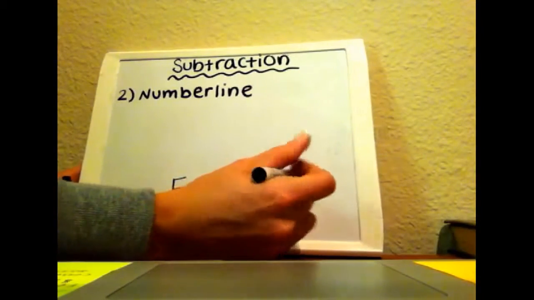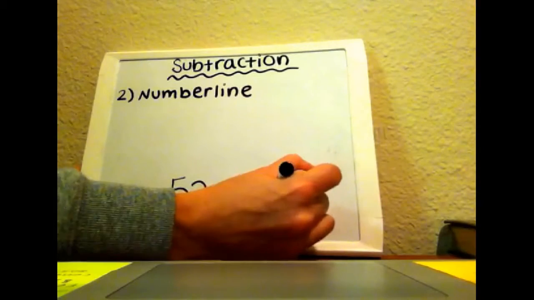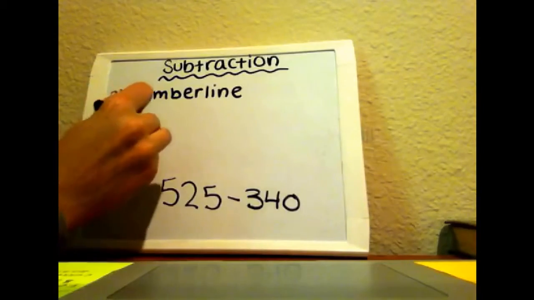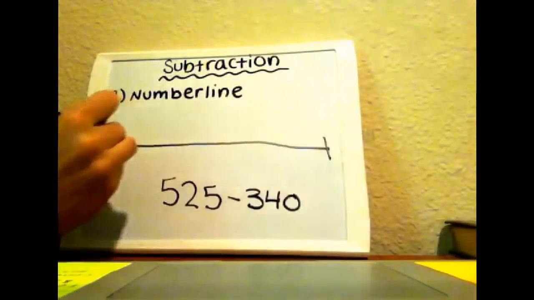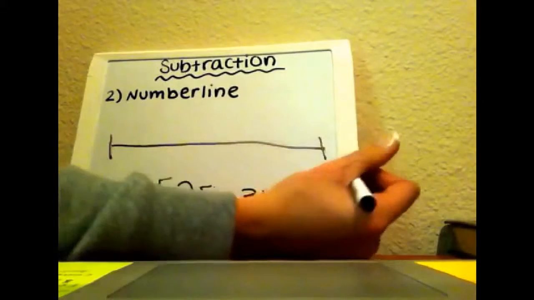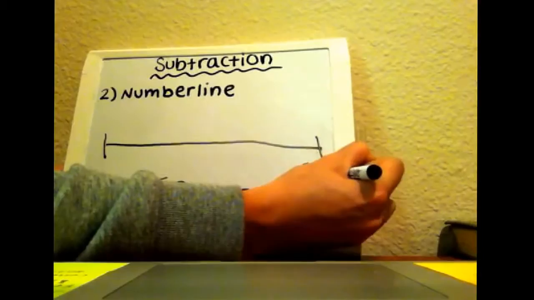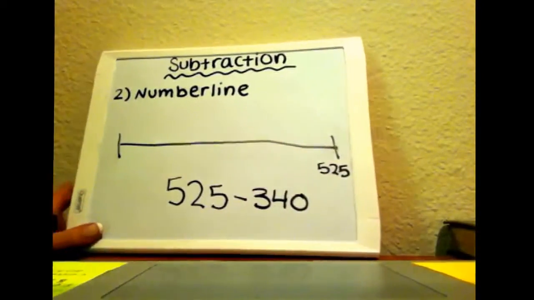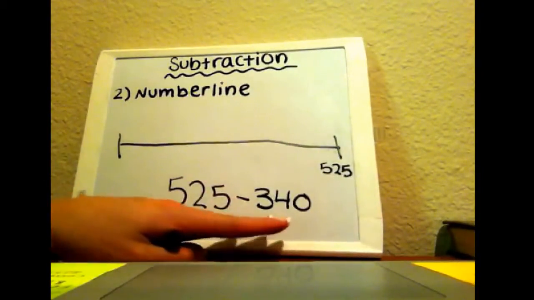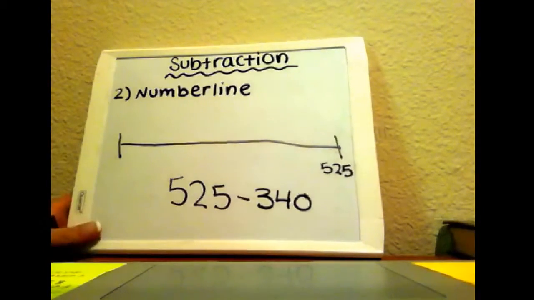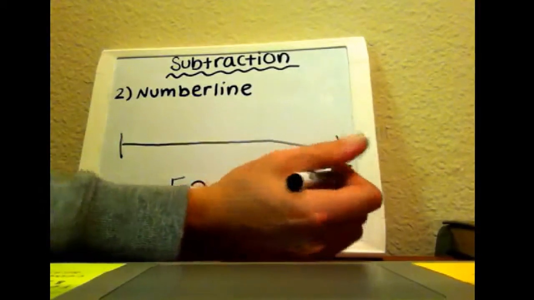525 minus 340. So we'll start off again with our number line. And at the end is going to be 525. So since we're dealing with hundreds, just like we broke up the second number in our last problem into tens, we can break up 300 into also multiples of 10, but we can do it in a larger scale. We can break it up even by hundreds. So we know we can definitely take 100 from 525.